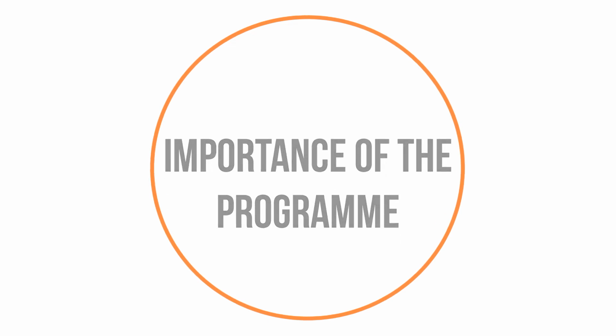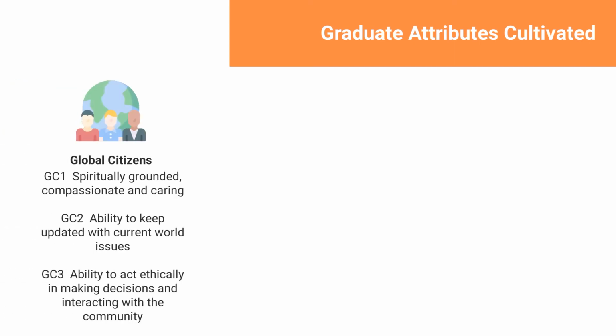The importance of this program lies in the cultivation of graduate attributes, which were identified as issues as presented earlier in the video. For the attribute of global citizenship, this program will be able to cultivate the students' compassion and care towards the Kampung Jawa community. They will also be updated on current world issues, in this case, the flash floods that have been happening throughout Selangor at the end of 2021. Furthermore, students will be trained to act ethically while interacting with a vulnerable community.